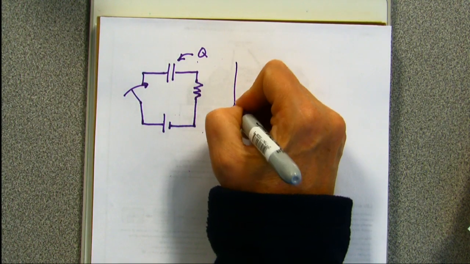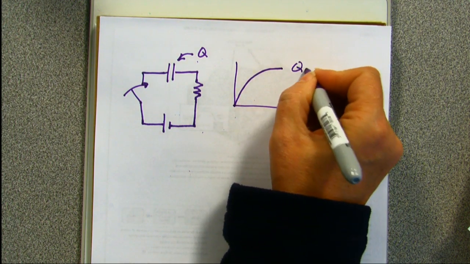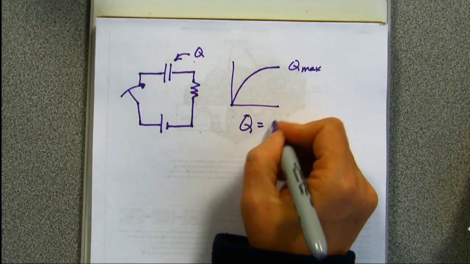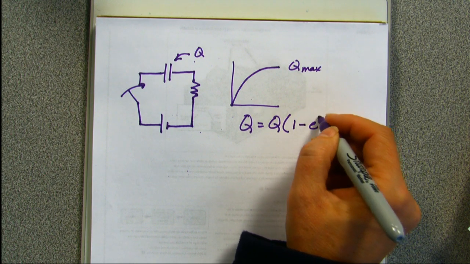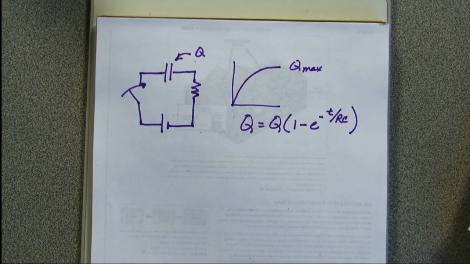And we actually saw that if I'm filling it, it's going to rise until ultimately I get to a Q max. And it's going to have a behavior that looks like this: 1 minus e to the minus t over RC. And that's for charging a capacitor in an RC circuit.